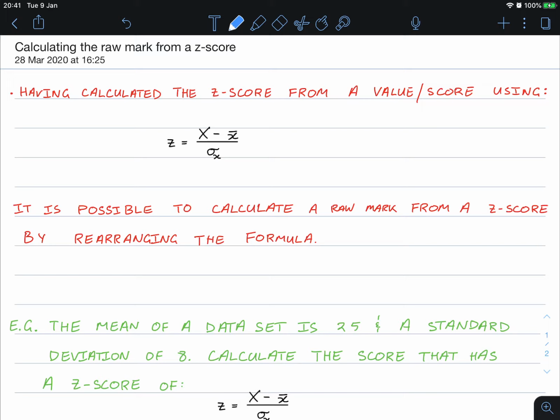Hello class, this is a video tutorial on calculating the raw mark from a z-score.